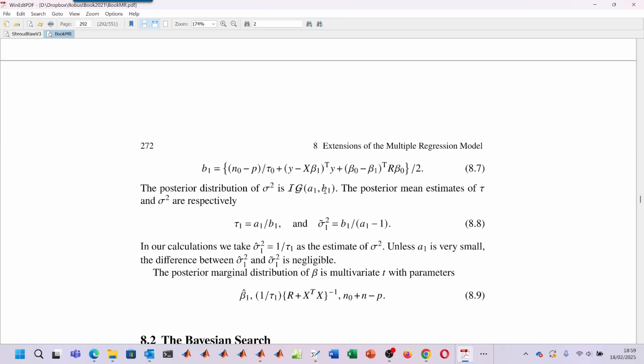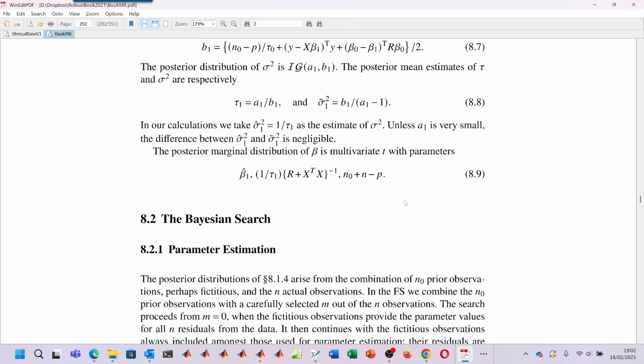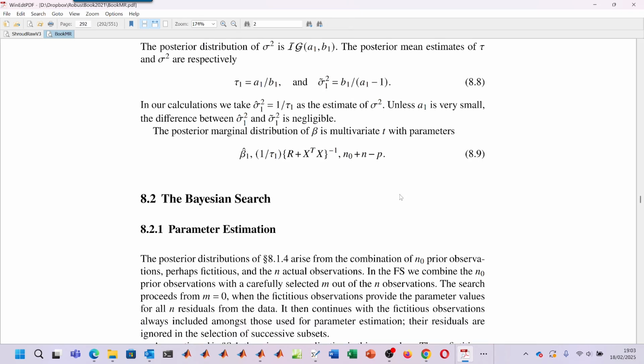Remember that the prior parameters were A0 and B0, and the posterior distribution of beta is multivariate t, with the value of sigma squared, which is the inverse of the posterior mean estimate of tau, and a variance-covariance matrix which depends both on X'X and on R. R is our X0'X0. So far, up to equation 8.9, we have been considering all the observations.